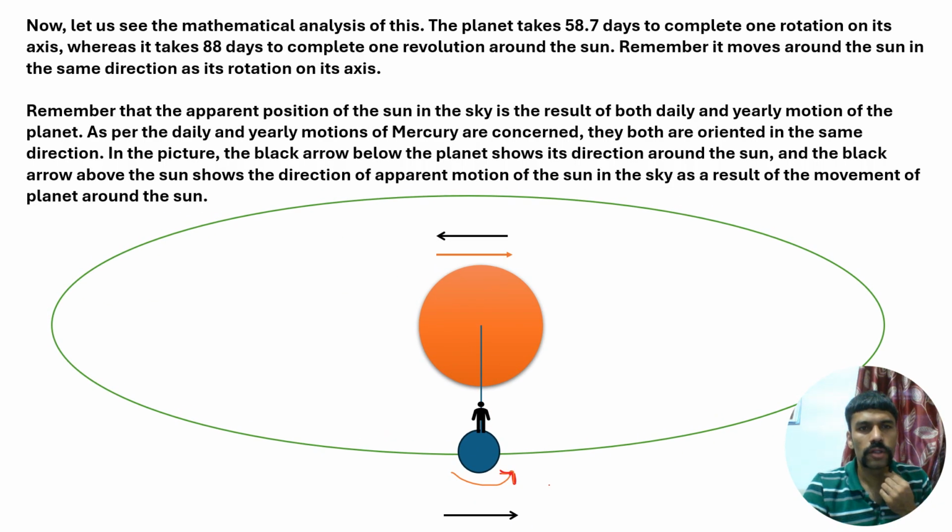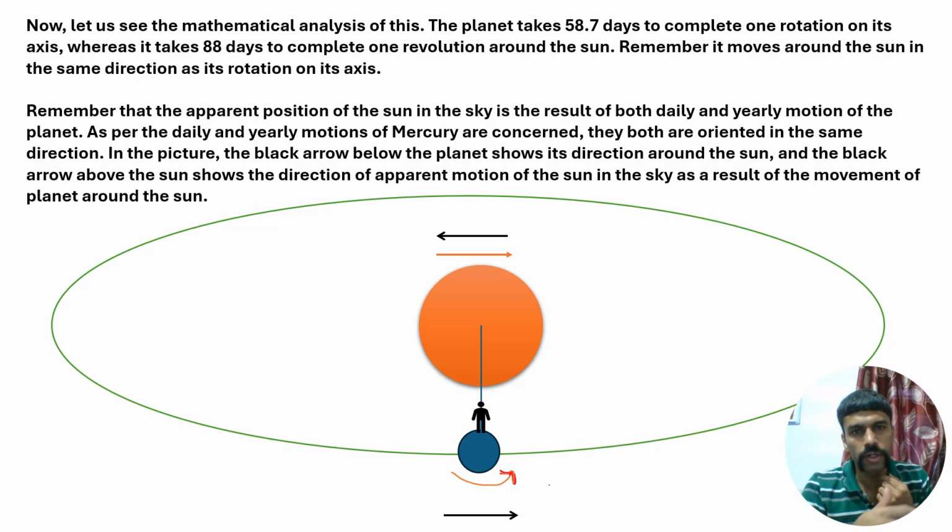Now let us see the mathematical analysis of this. The planet takes 58.7 days to complete one rotation on its axis, whereas it takes 88 days to complete one revolution around the sun. Remember, it moves around the sun in the same direction as its rotation on its axis.